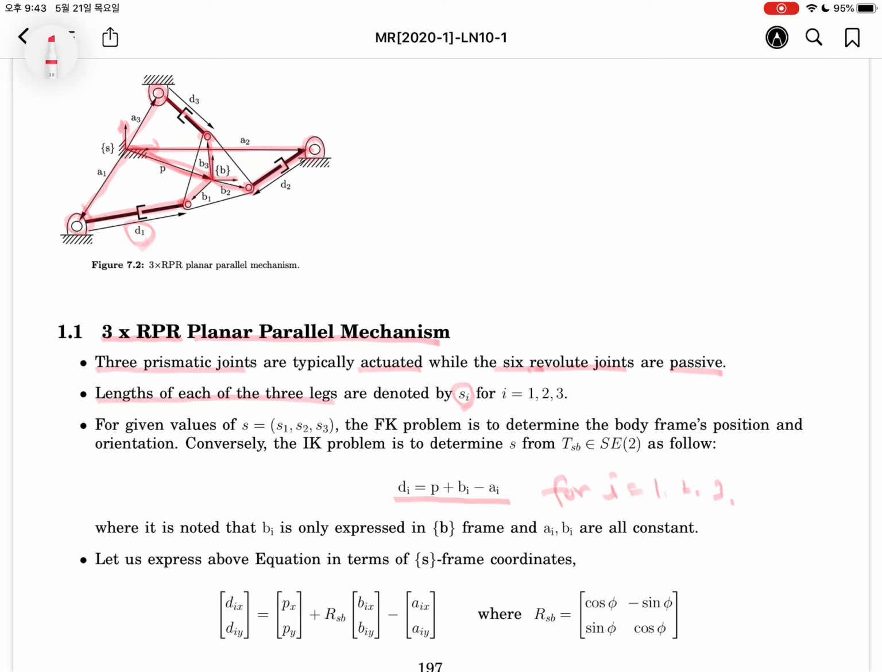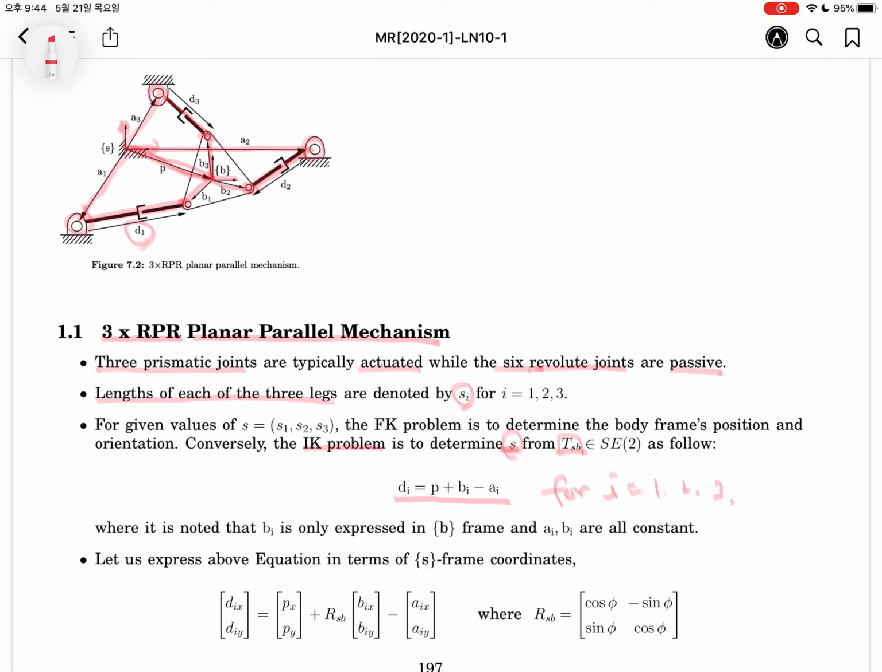Okay. The IK issue, the inverse kinematic issue, is to determine s from the position and orientation of the body frame. So from T_SB, we should determine the length of each leg s. That is the IK issue of this mechanism.